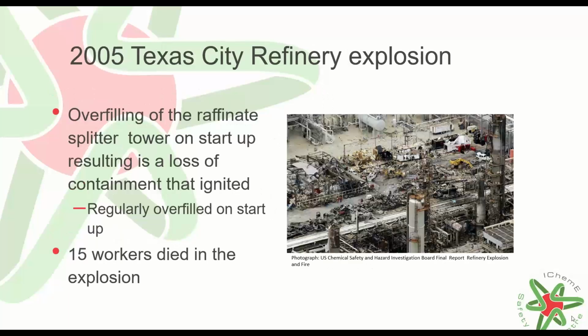The Texas City refinery explosion in 2005, so 15 years ago, the overfilling of the raffinate splitter tower on startup that led to a loss of containment of hot raffinate that then exploded and killed 15 workers. Now, it was a regular occurrence on the restarting of that tower that it be overfilled above its high level, because the high level switch on that tower was actually only in the bottom 10 feet of the tower, and the tower was certainly much, much higher than 10 feet. So it was routinely overfilled on startup.